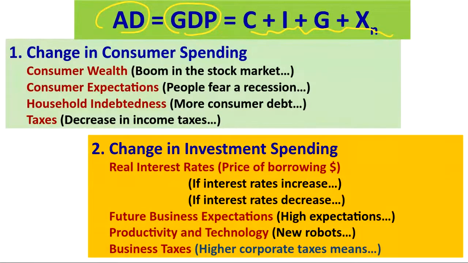Changes in consumer spending. So consumer spending is that C piece. You're going to look at things like consumer wealth, expectations, taxes, debt, things like that. So tax is a great example. Let's say that President Trump decides to cut income taxes for everybody in the entire country. Well, what that means is that everybody in the whole country now has a whole bunch more money, right? And when you have a whole bunch more money, it allows you to spend it. So what are people going to do? They're going to go spend that money, right? So you're going to see an increase in aggregate demand.